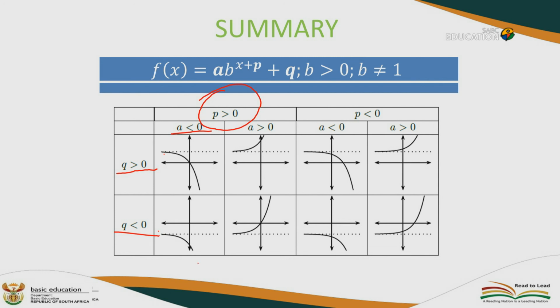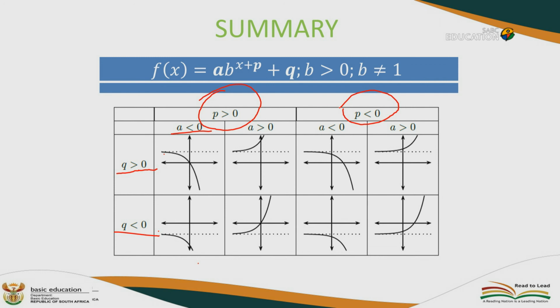We can see these two graphs lie below the horizontal asymptote. A is negative. They lie above the asymptote. A is positive. Q positive, it has shifted upward. Q negative, it has shifted downward. Now let's look at P. P here is less than 0. Here, P was greater than 0. When P is less than 0, it will shift to the right.